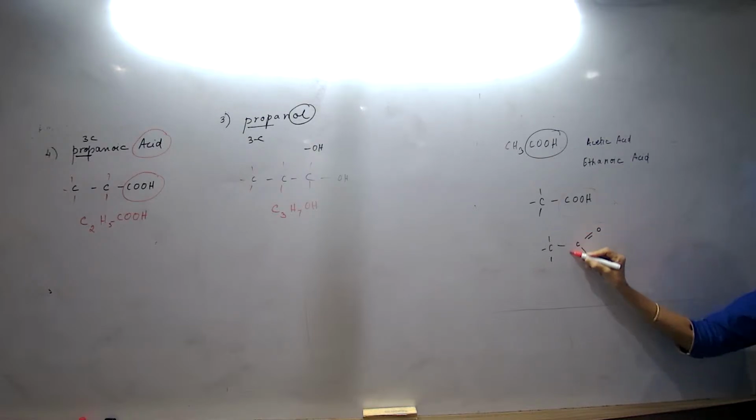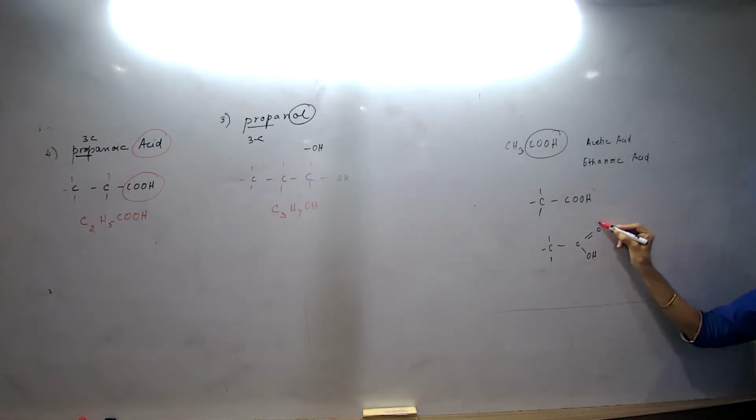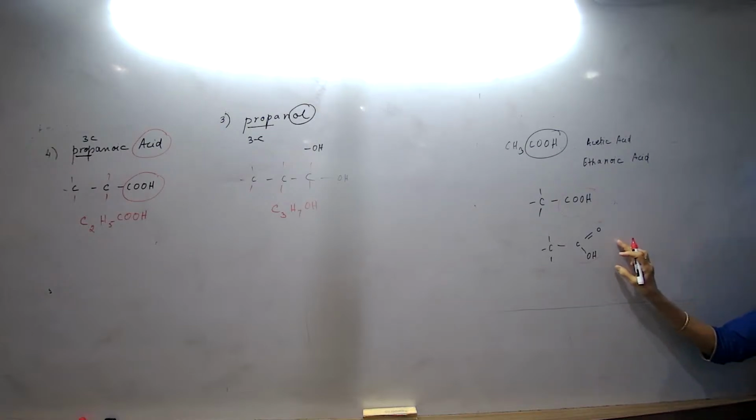Can't we directly write COOH? Many times it is possible, but when they are asking you about the functional group, it is better you write it also. So just below that you write down this also, so you know how that COOH is actually arranged: C double bond O and OH. So it should be like this.